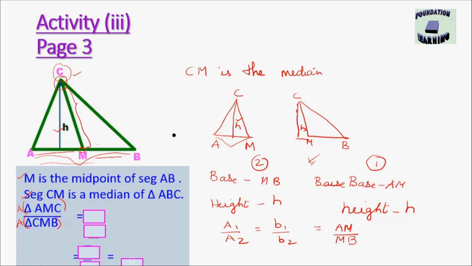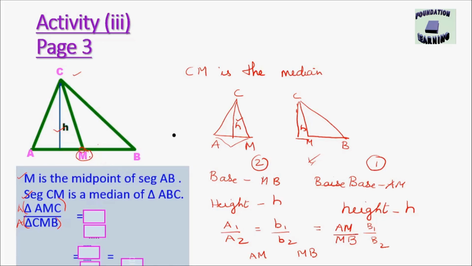I'll show you once again, but just explaining with a rough diagram. Now here you have AM upon MB, which is base 1 upon base 2. Okay, we have learned that formula. When the heights are equal, then we will write B1 upon B2. Now remember, B1 is AM and B2 is MB. CM is the median and M is the midpoint.